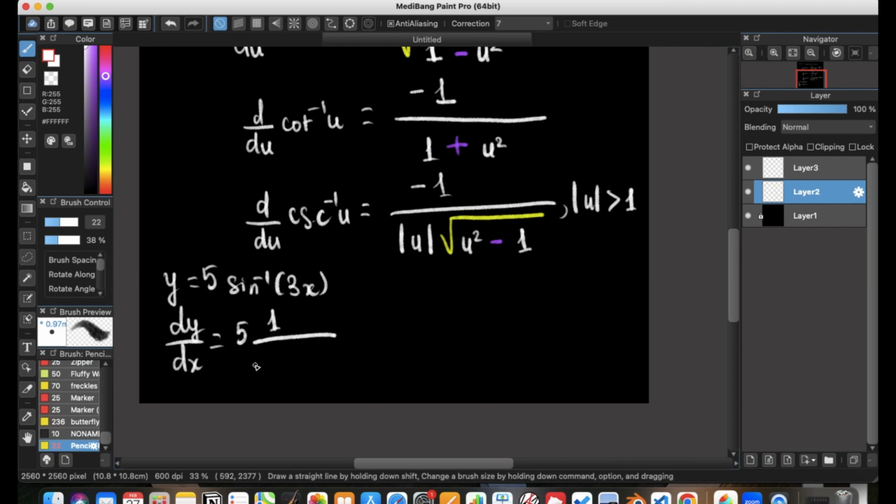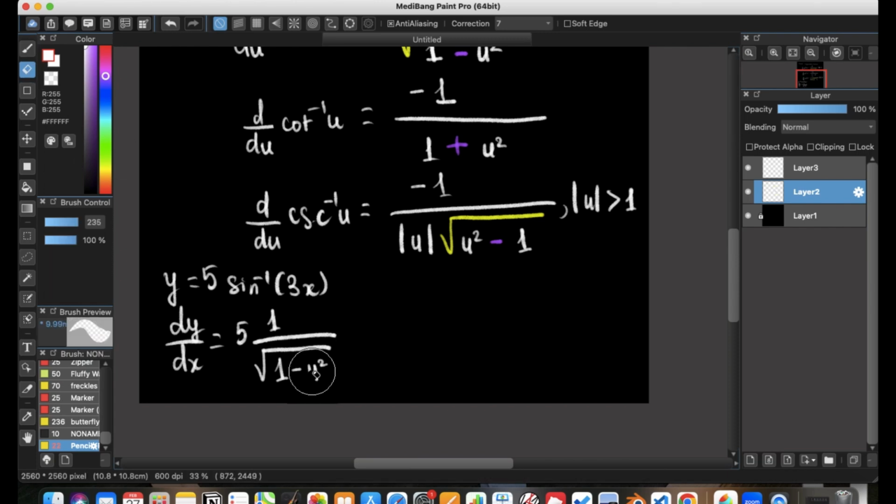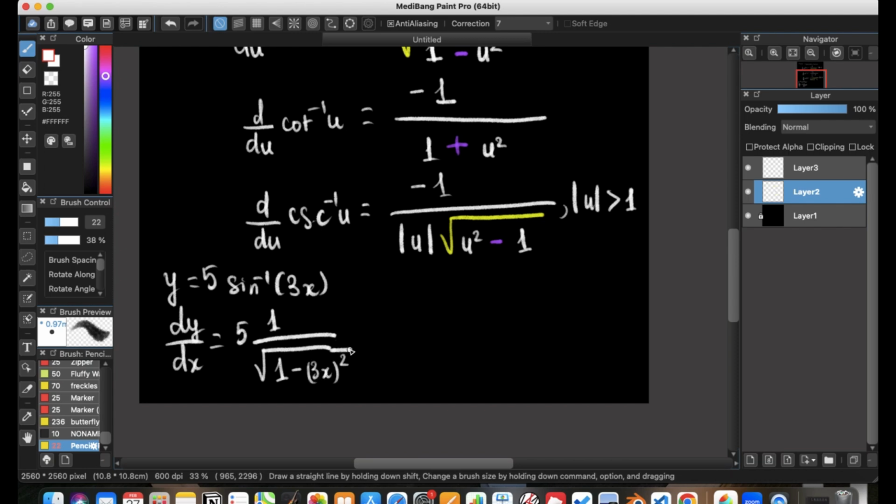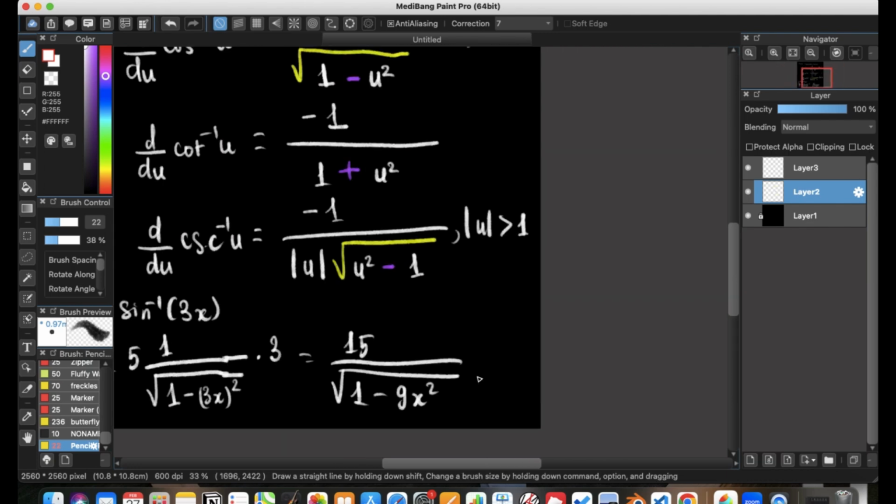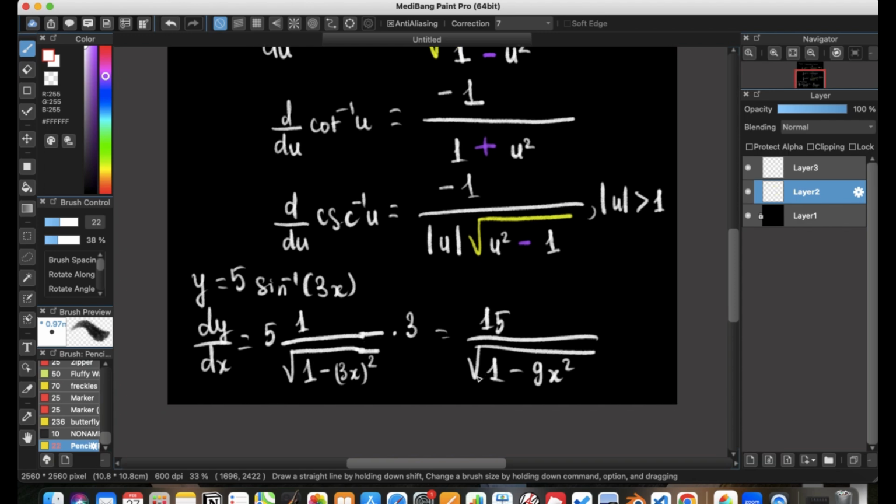And there is an s, so there is a square root involved. And it's going to be a minus sign, and we're going to fill 1 minus u to the power of 2. And here our u is 3x, right? To the power of 2. And now we're going to multiply with the derivative of 3x, which is 3. And that will give us 15 over the square root of 1 minus 9x to the power of 2. So this is how we deal with inverse trigonometric functions.